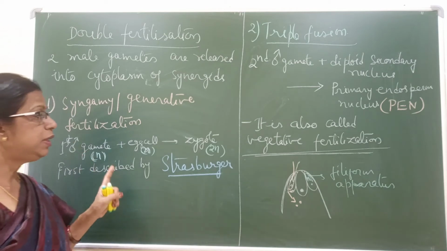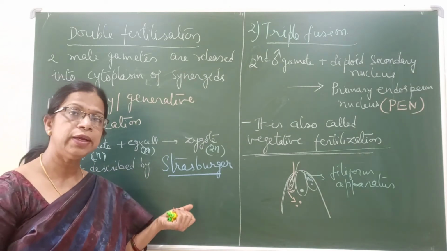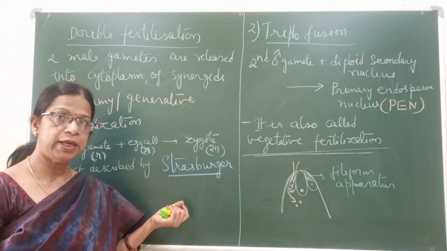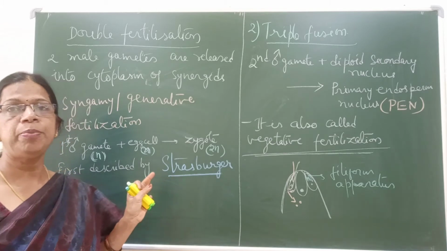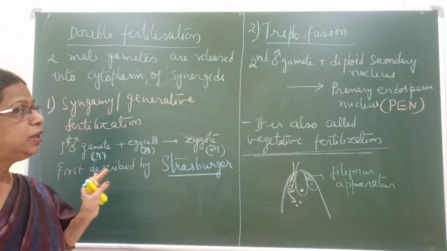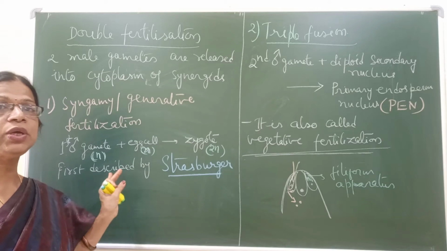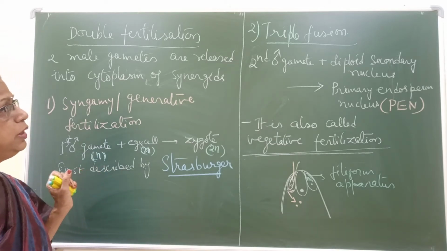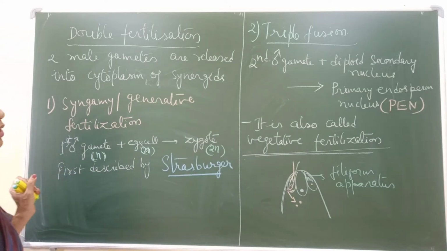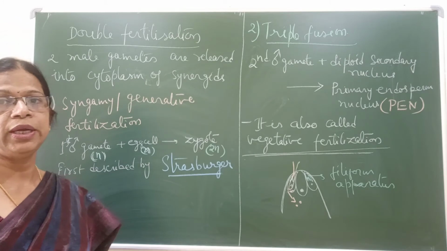Syngamy was first described by Strasburger. And syngamy is a very primitive process. It is found in all organisms, starting right from algae. So it is considered to be a primitive phenomenon in sexually reproducing organisms because it is found in all sexually reproducing organisms. Now, the second male gamete which is released undergoes triple fusion.